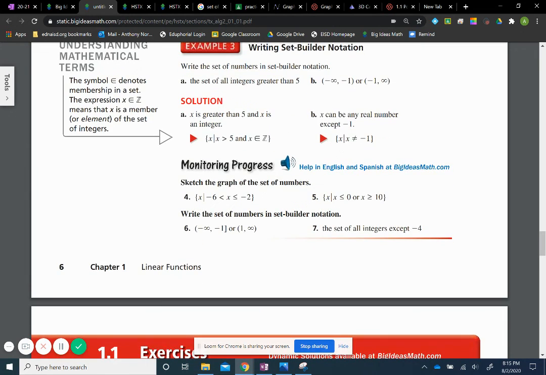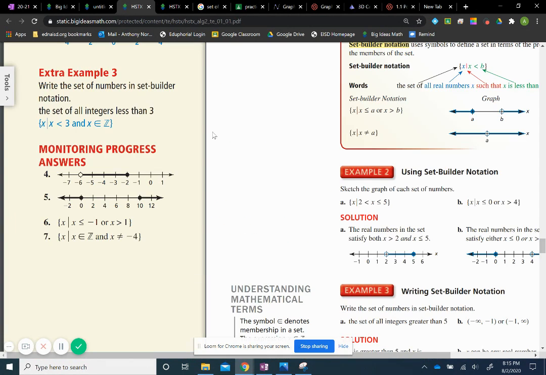So here's monitoring progress. These 4 are for you to work on. Please make sure you're following along inside of your composition book. And after the jump cut, you'll have your answers. Here are your answers. If you have any questions, please contact me at anorman@ednaisd.org. You can also contact me via Google Classroom and through Remind.